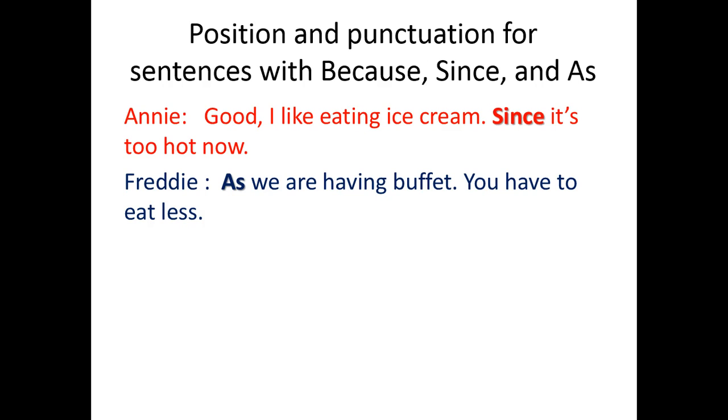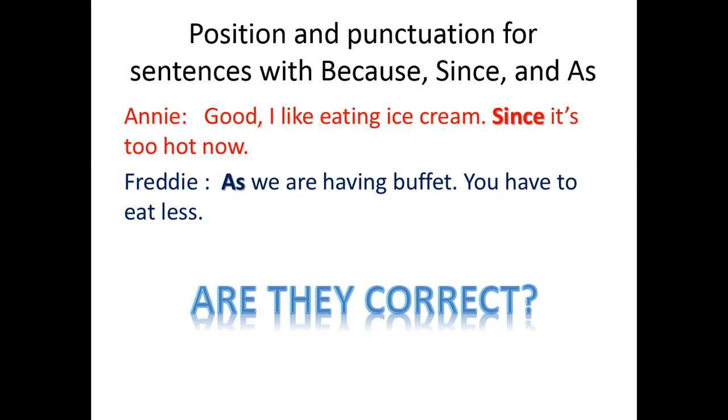Here is the conversation between Annie and Freddie as well. I would like you to point out whether they're using these connectives since and as correctly. Are they correct? Your teacher will discuss with you during lessons. That's the end.